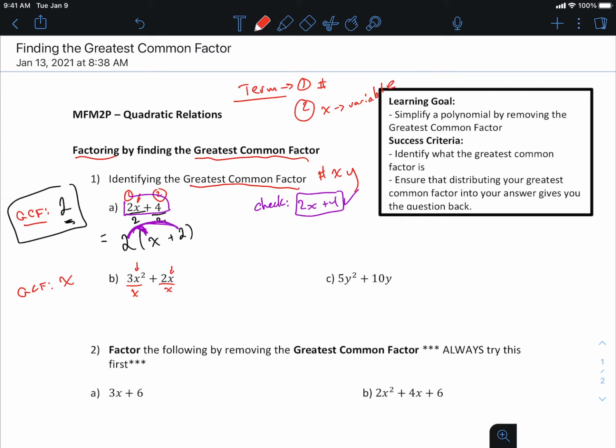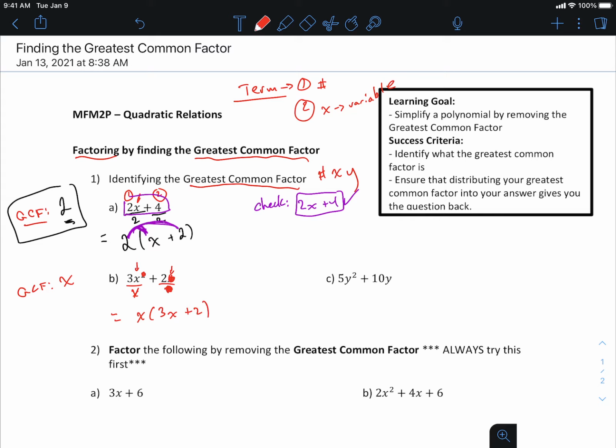Right? So my greatest common factor is just an x. Now you tell me what's left after you remove that x. Well, you have to write it out front if you're going to remove it. Then you say, okay, one of these x's cancels with one of those, and you're left with 3x. And then this x cancels with this one, plus 2.